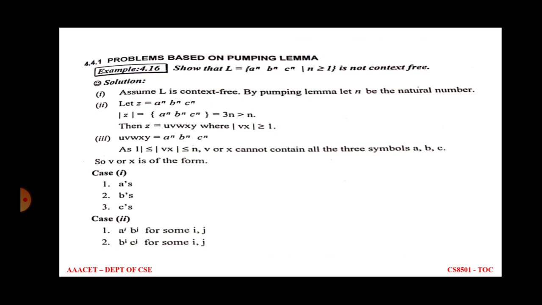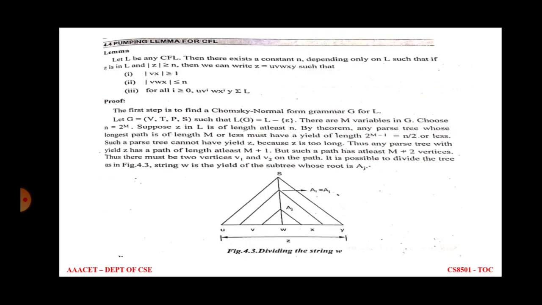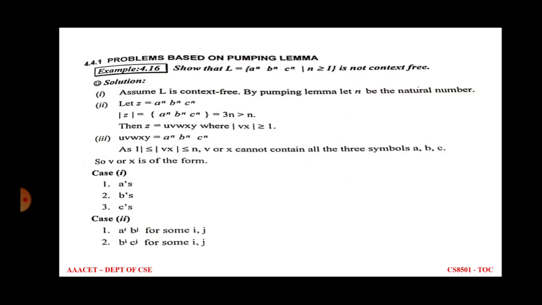So the first step is to assume that the language L is context free, because we always prove this concept by contradiction. In the question they ask to prove that it is not context free, but we assume that it is context free, and in the final step we prove it in the contradiction, reverse manner. So in the pumping lemma, let n be a natural number. The second step: Z is equal to a^n b^n c^n, because the input string is considered as Z.